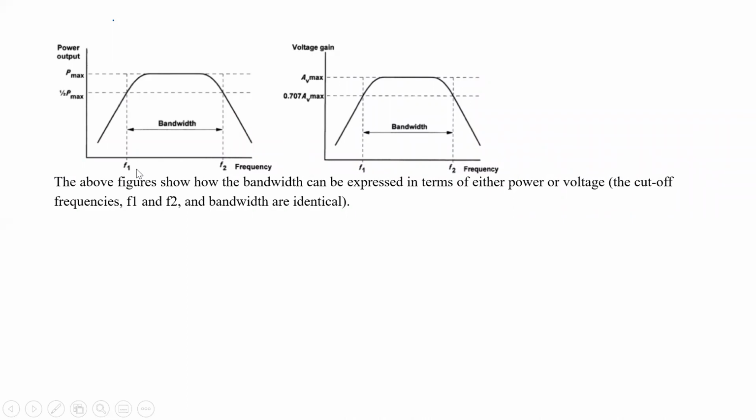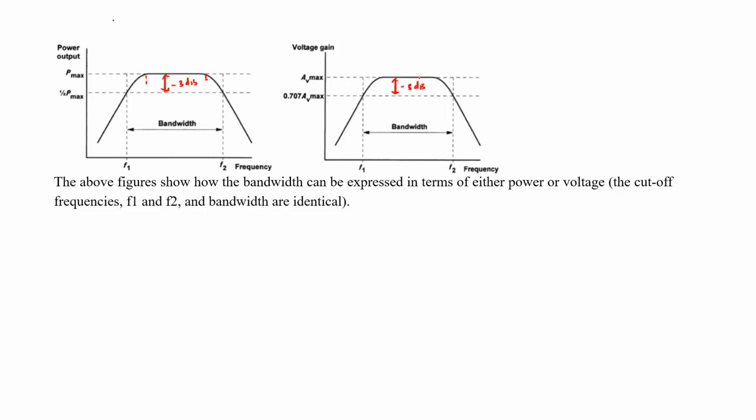Okay, and when we measure the upper cutoff and lower cutoff frequencies, we don't measure the upper cutoff here. Rather, what we do is we come down by 3 dB. That means minus 3 dB is what we come down by. Here also, we come down by minus 3 dB.